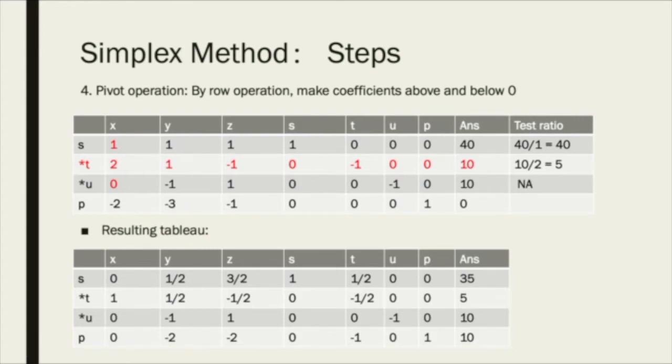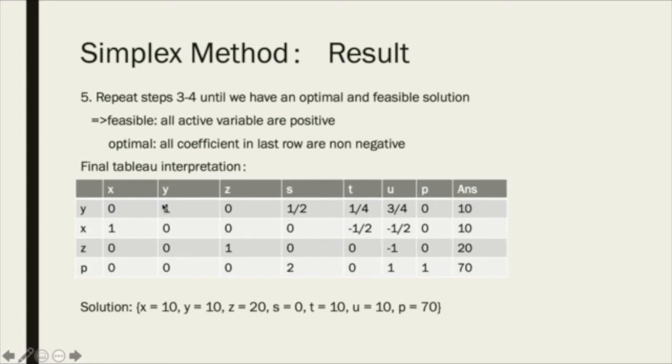After finding a pivot, we need to do the pivot operation, which uses row operations to make all the coefficients above and below our pivot equal to 0, and we also need to make our pivot equal to 1. The tableau after the pivot operation will become like this, noticing all the values above and below the 1 are 0 now. We need to repeat steps 3 to 4 many times until we have an optimal and feasible solution.